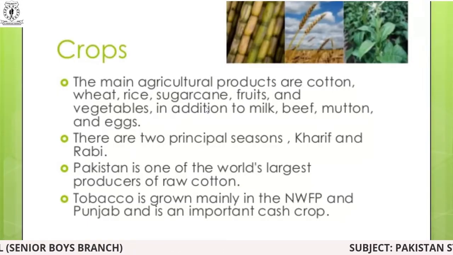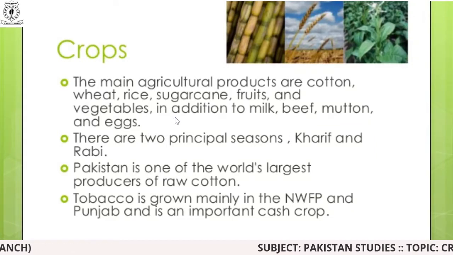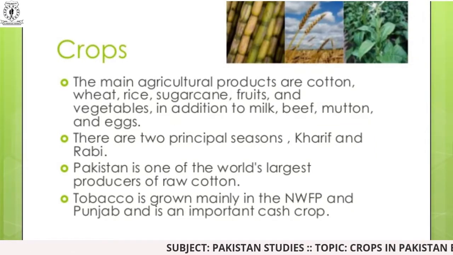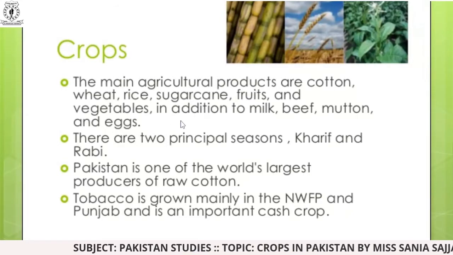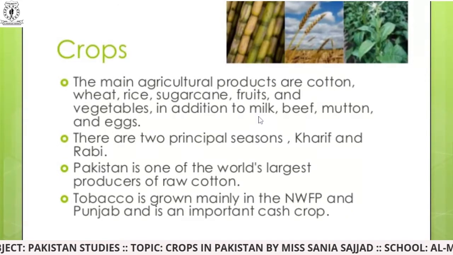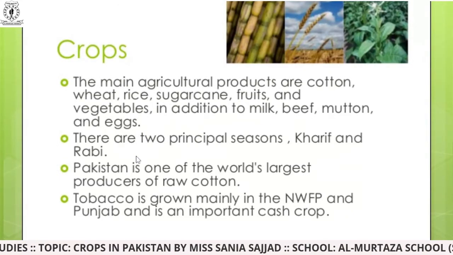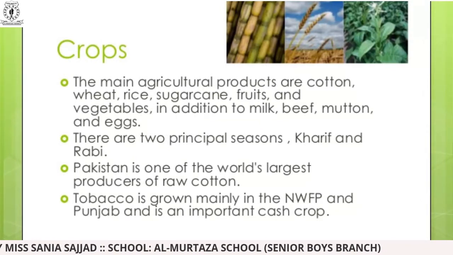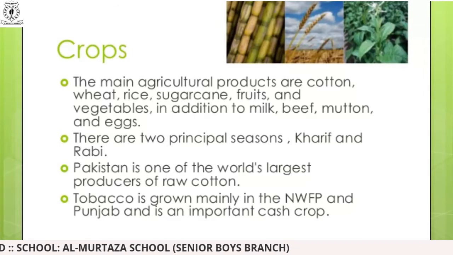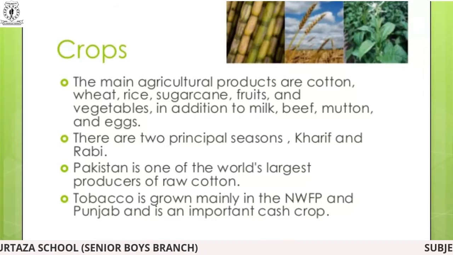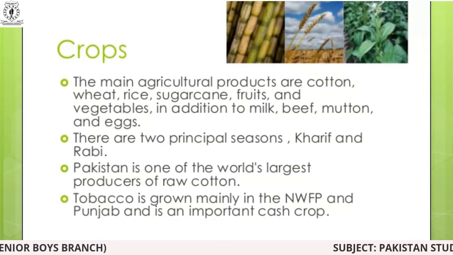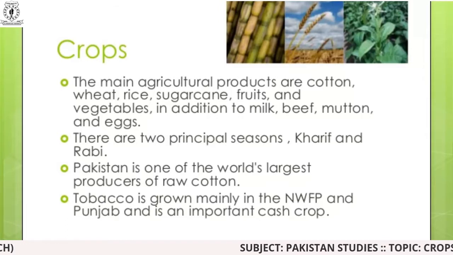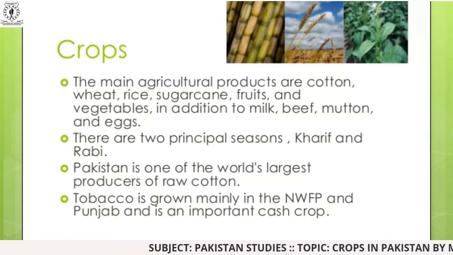Now, the main agricultural products which you have already studied previously, but let me add some more. There are vegetables in addition to milk, beef, mutton, and eggs. There are two principal seasons. Now, we have already discussed agriculture and crops. Now, coming to the two seasons in Pakistan. Season number one is Kharif, and the other one is known as Rabi.